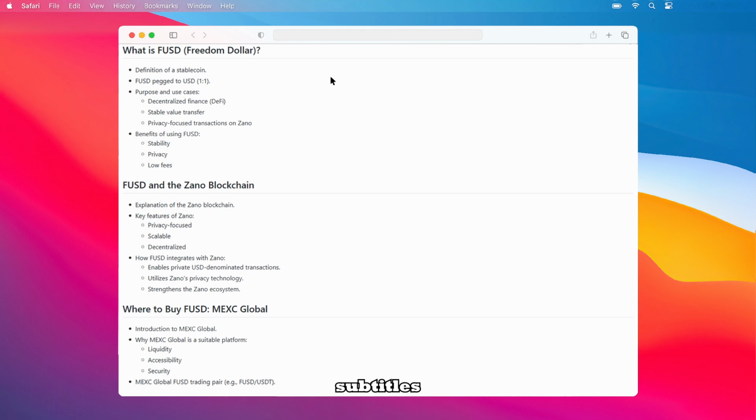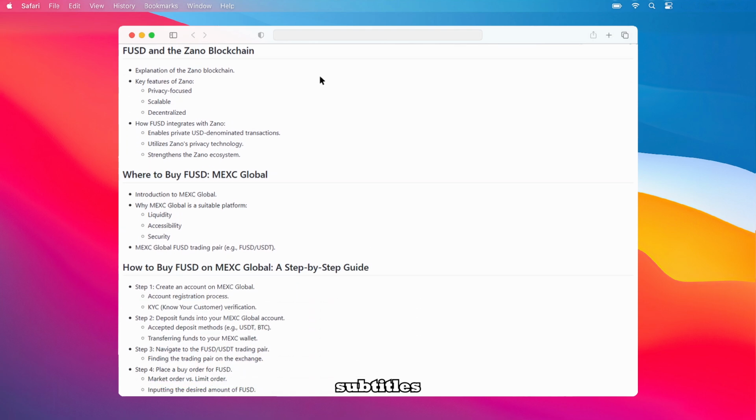Now let's talk about the Zeno blockchain. Zeno is a blockchain that prioritizes privacy, scalability, and decentralization. FUSD integrates with Zeno to enable private USD-denominated transactions. It leverages Zeno's privacy technology, making it a valuable asset for the Zeno ecosystem.